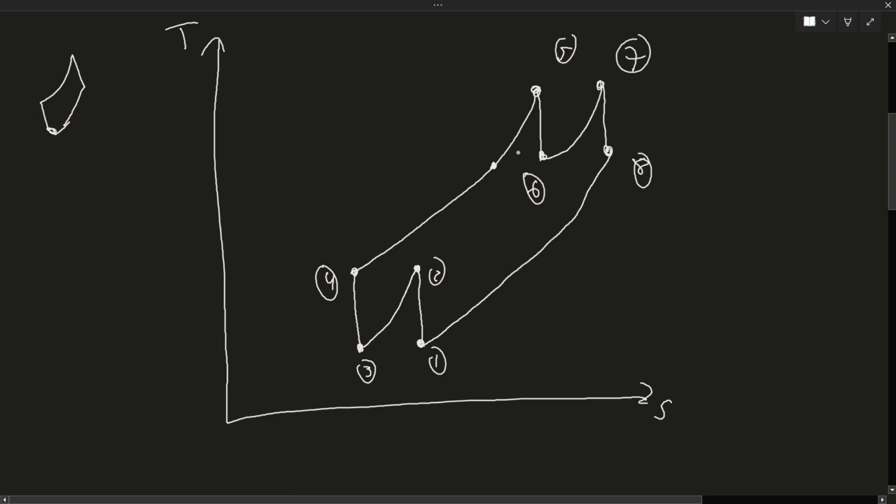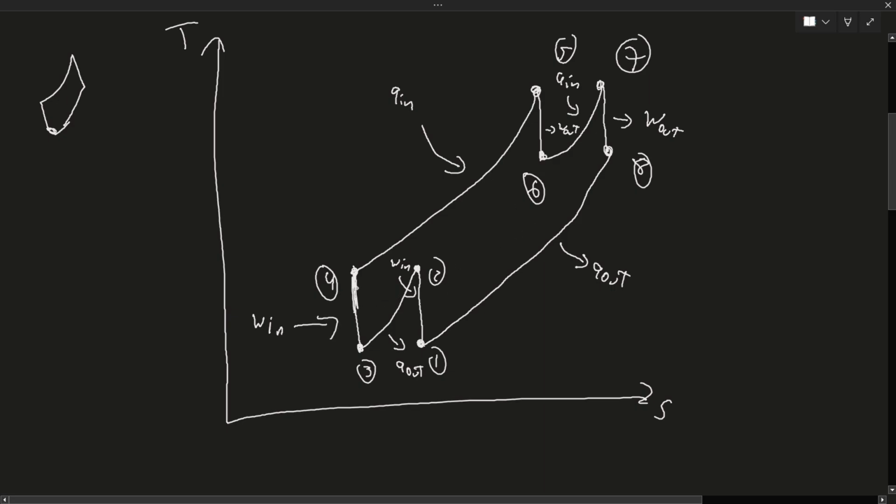What you have to know for this problem is that heat enters into your system over here, Q in, and over here, Q in. Heat exits your system over here, Q out, and over here, Q out. Your system produces work over here, work out, and over here. Work is being done on your system over here, W in, over here, and over here.